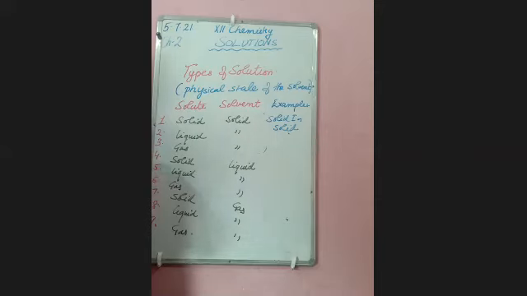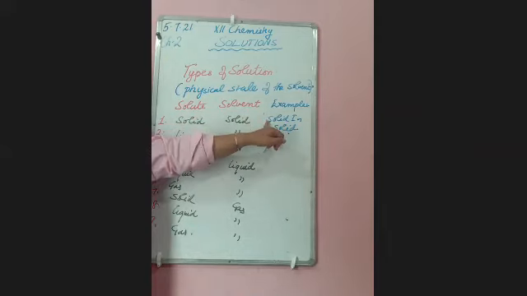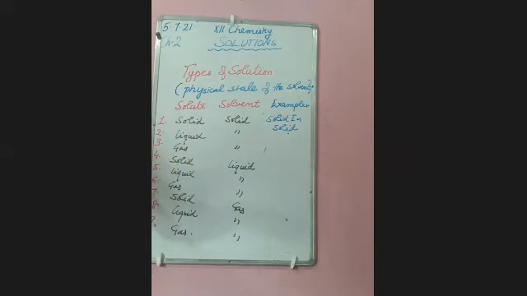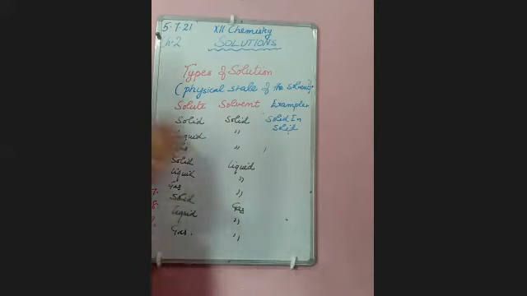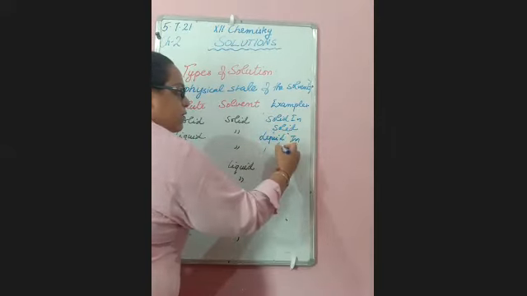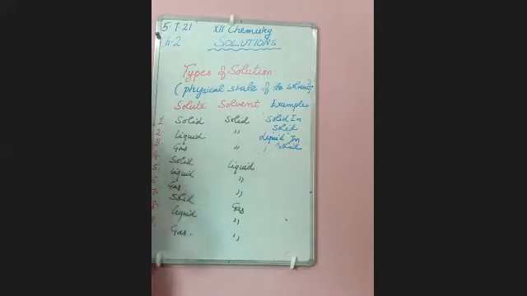So it is also a mixture of solid in solid solution. The first example is your solid in solid solution, for example all the alloys. That is your 22 karat gold, 18 karat gold, all your alloys. Next is your liquid in solid. It means there your solute is in liquid state and your solvent is in your solid state.